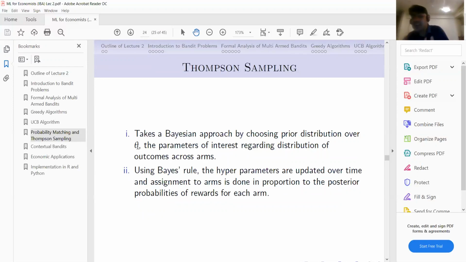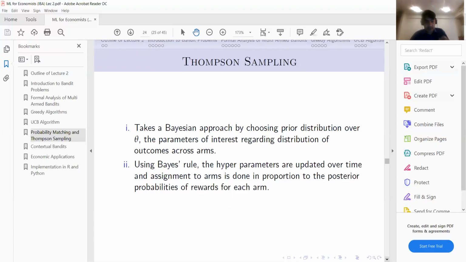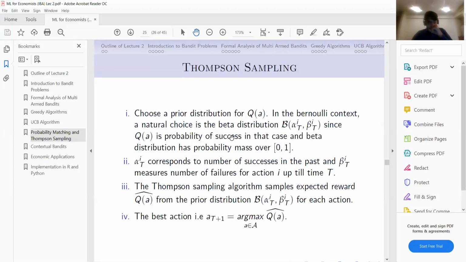And as the hyperparameters change, obviously your estimate of the distribution of theta is changing, right? Because the distribution of theta is pinned down by some other hyperparameters. And as you keep on updating those hyperparameters over time, you keep on updating your information about these reward probabilities, and you keep on allocating to arms which have the highest reward probability. And that's what you do in Thompson sampling. So you choose a prior distribution for Q of A as well as theta.